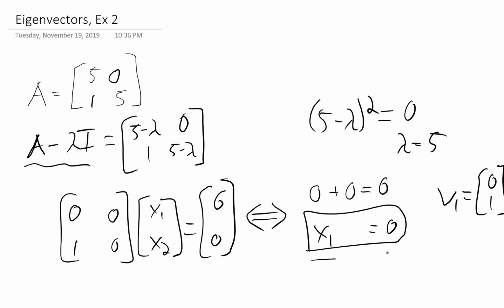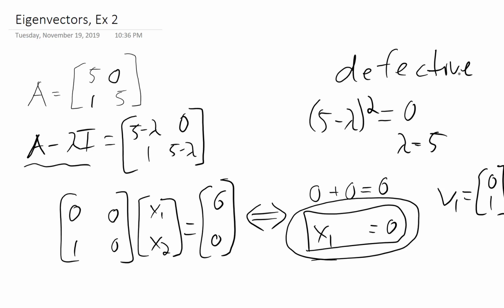The only constraint that we have is x1 is equal to 0. Once you have x1 equal to 0, we're talking about a line, the vertical line, if you use the usual two-dimensional representation. There aren't two different vectors on that line that aren't scaled copies of each other. Everything is 0, 1 times something. So there's actually just this one vector, just v1. So this matrix is what we call defective. It only has one eigenvector associated with the eigenvalue 5. There is no other eigenvector associated with that value.